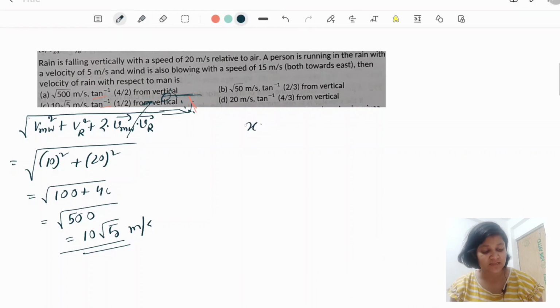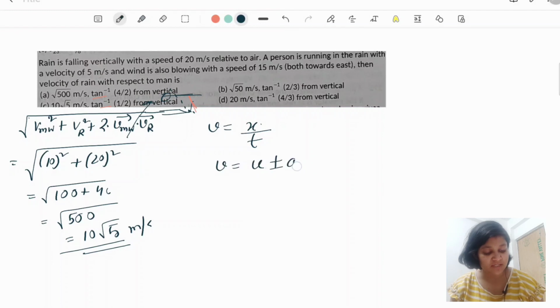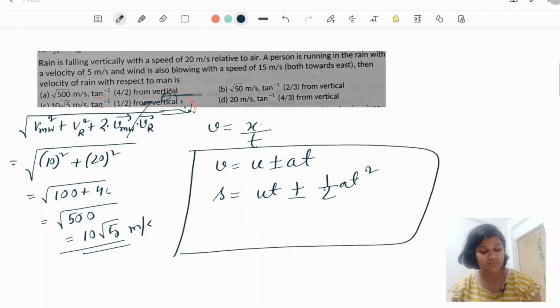One was the instantaneous velocity v, which is equal to the distance traveled divided by the time taken to traverse that distance. Another equation was v equal to u plus minus acceleration into time. Another was the distance traveled. If the initial speed was u, then this becomes half a t square. So we have to remember these equations. Also we learned about the time of flight.